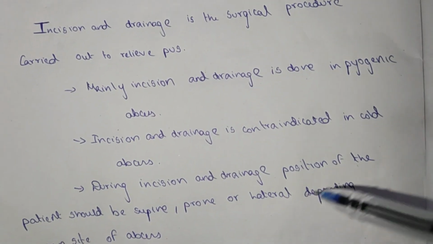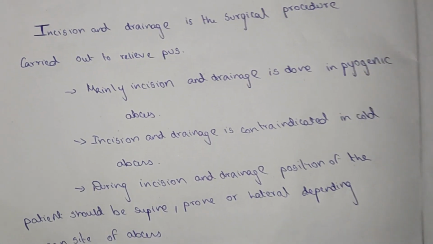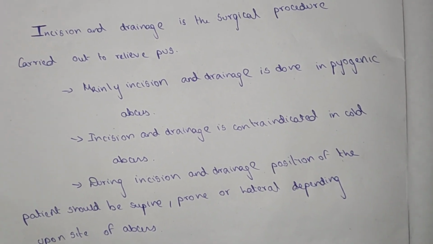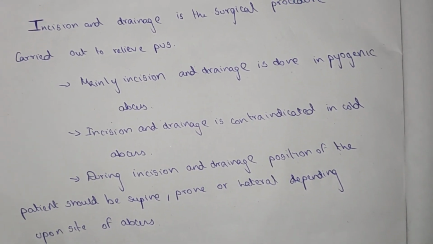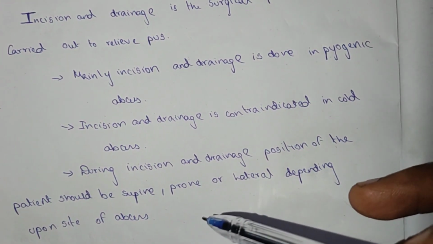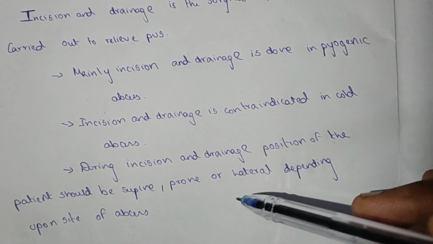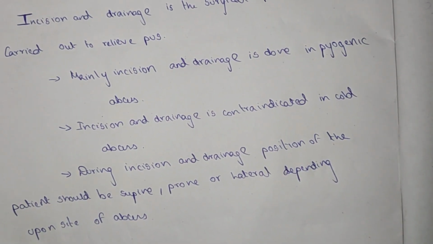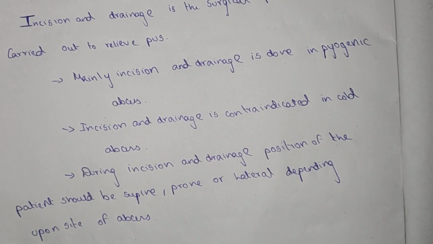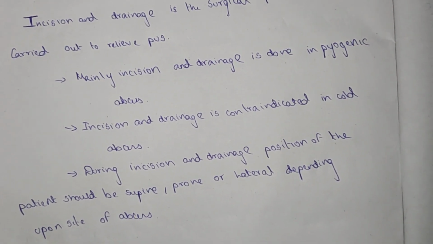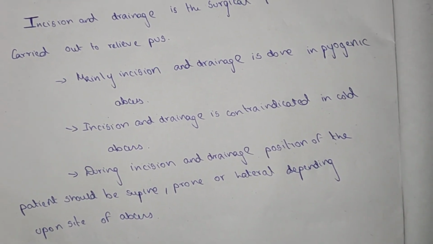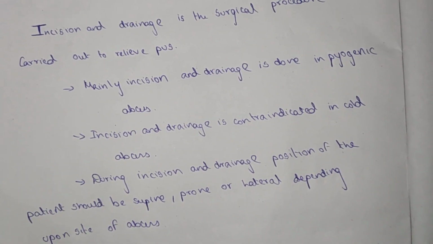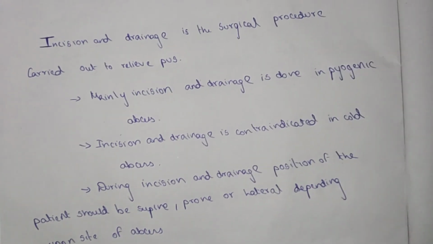During the incision and drainage, the position of the patient should be supine, prone or lateral, depending upon the site of the abscess. According to where the abscess is present, the patient should be supine, prone, or turned to the lateral position. According to it, the patient is positioned.